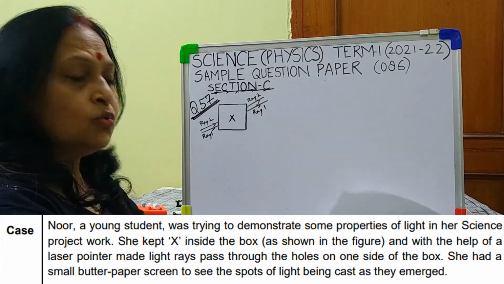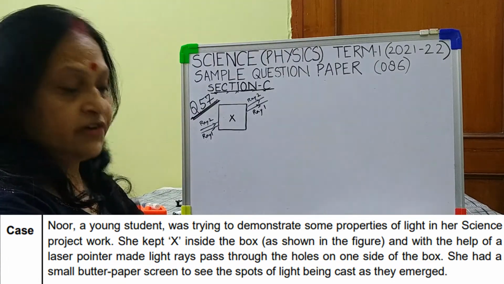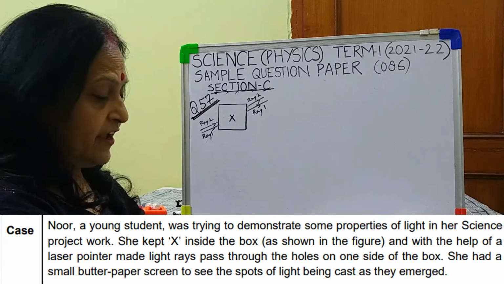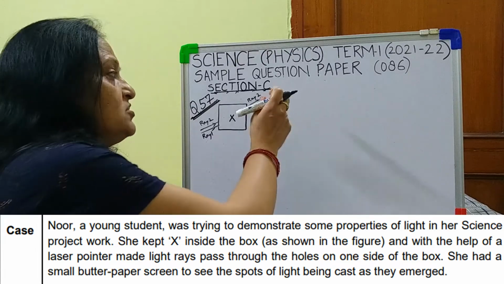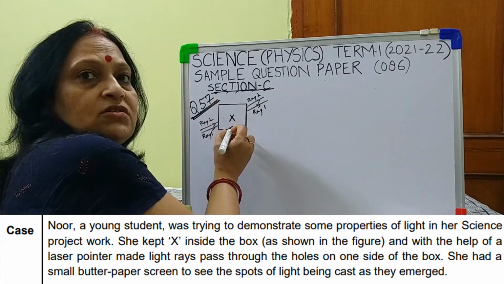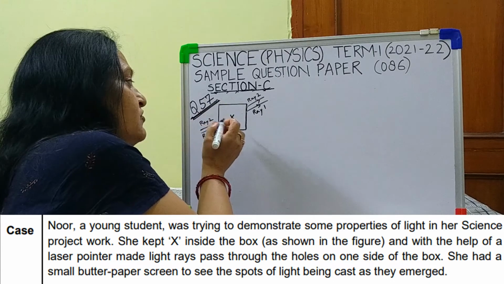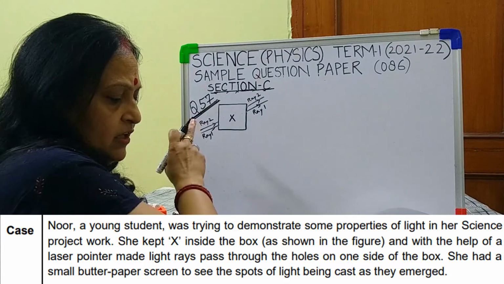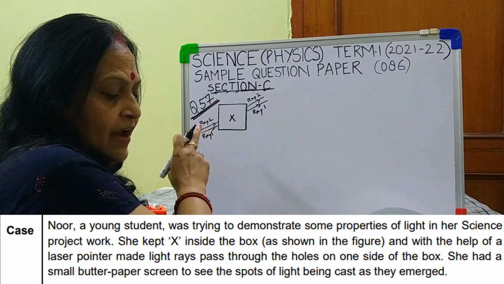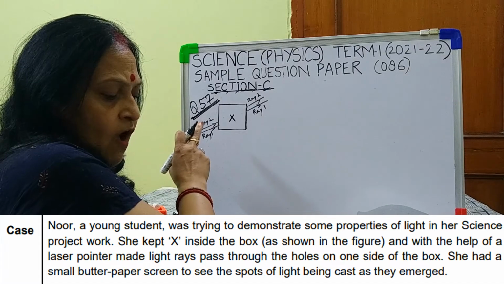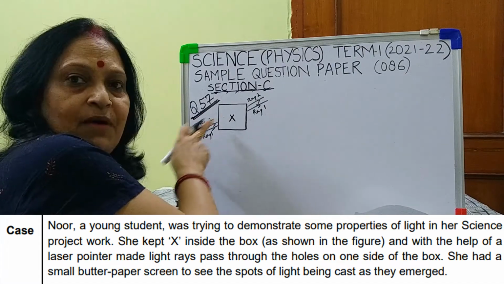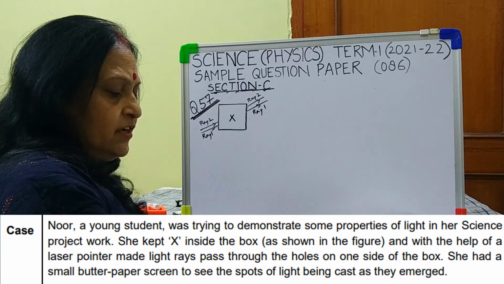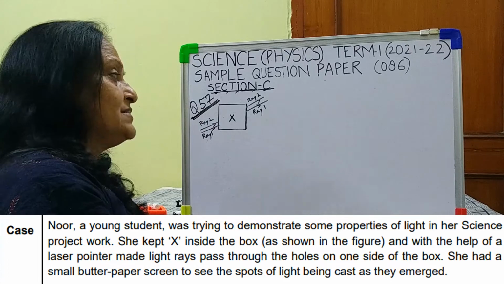The case is, Noor, a young student, was trying to demonstrate some properties of light in her science project work, and she kept X inside the box. Means one box is placed in between, named X. With the help of the laser pointer, light rays pass through the hole on one side of the box. Light rays are passing, ray 1 and ray 2. She had a small butter paper screen to see the spots of light being cast as they emerged.